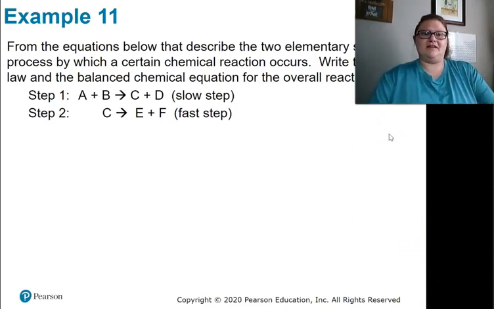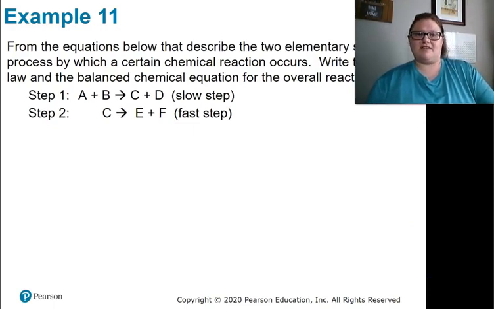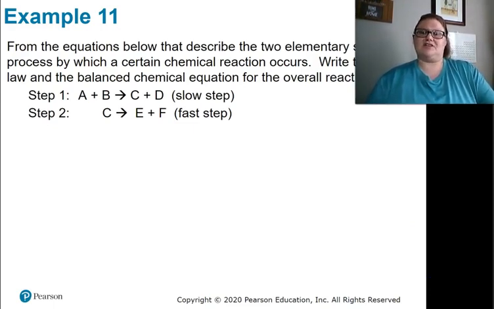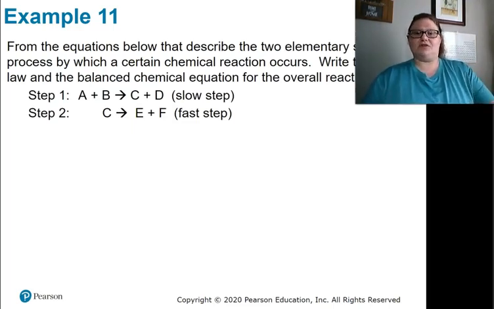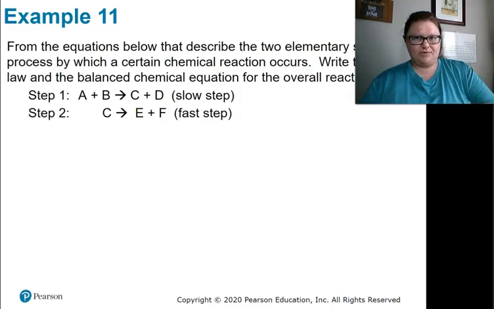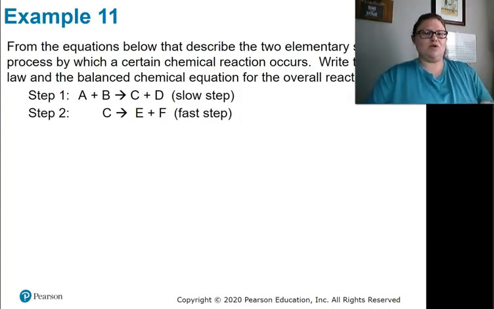Example 11, let's look at it. From the equations below that describe the 2 elementary steps of a process by which a certain chemical reaction occurs, write the rate law and the balanced chemical equation for the overall reaction. And so we're given 2 different things here. We're told that step 1 is a slow step, and then step 2 happens fast.